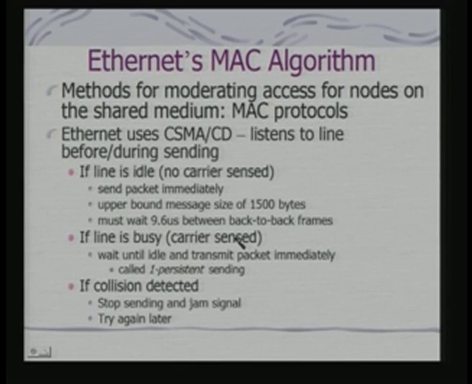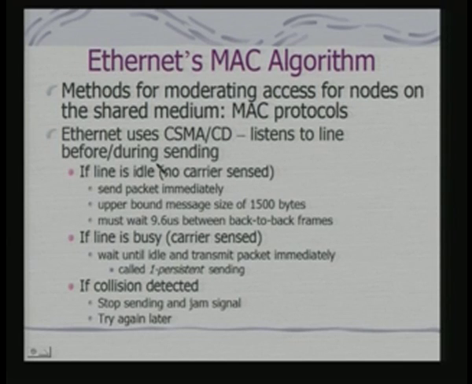Now, Ethernet's MAC algorithm is the most interesting feature of it, because you need a mechanism as part of this protocol for moderating access for nodes on the shared medium. And that basically defines the MAC protocol, the media access protocol. Ethernet uses CSMA/CD. Now, obviously, this protocol is different from your CAN protocol, because CAN resolves the conflicts on the basis of priorities. So, that part does not come in here straight away.